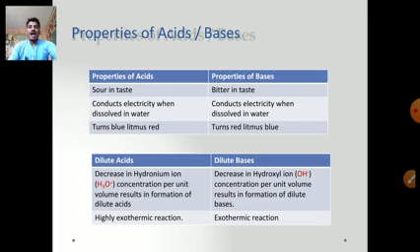What is the difference between dilute acids and dilute bases? The first one, a decrease in hydronium ions, it means H3O plus ions. The concentration per unit volume results in the formation of dilute acids. In bases, a decrease in hydroxyl ions, meaning OH minus ions, and concentration per unit volume results in the formation of dilute bases. Next one, highly exothermic reactions in acids and in bases.